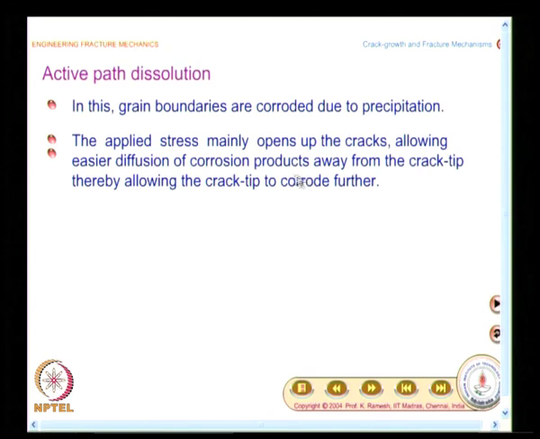What really happens is the applied stress mainly opens up the cracks, allowing easier diffusion of corrosion products away from the crack tip, thereby allowing the crack tip to corrode further. So, it is a successive process. In the case of fatigue, repeated loading makes the crack advance. In the case of stress corrosion cracking, by active path dissolution, you find the crack advances because of corrosion.